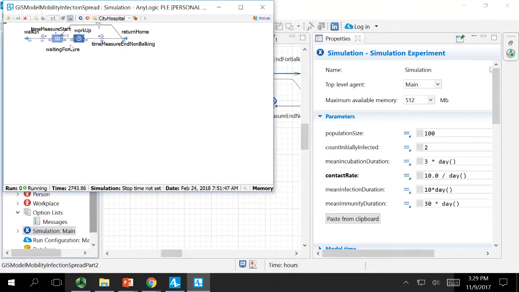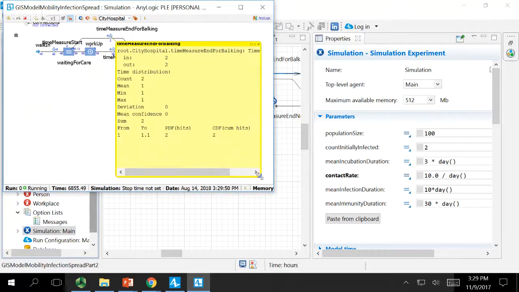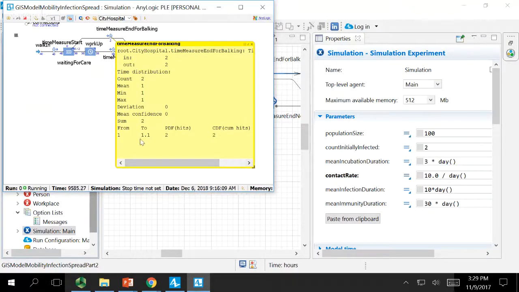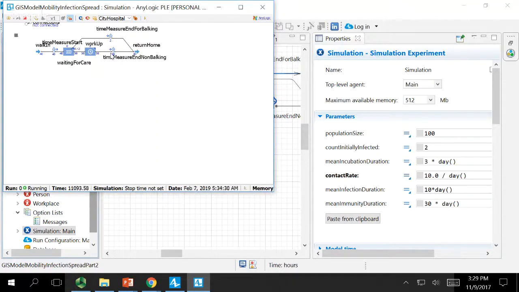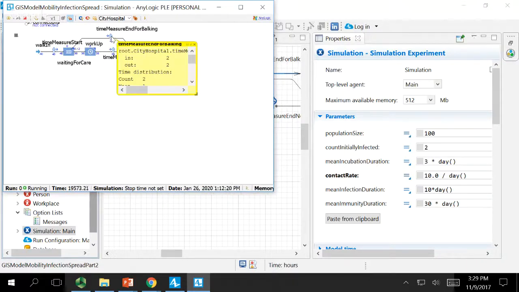If we go to City Hospital, for example, we'll see that 2 have balked, and those people who balked here did so after a shorter time than people waited for their treatment that actually led to a cure. For those who have been cured, the mean time to transition is 6 hours to this point, whereas for those who have balked, it's a mean of about an hour.